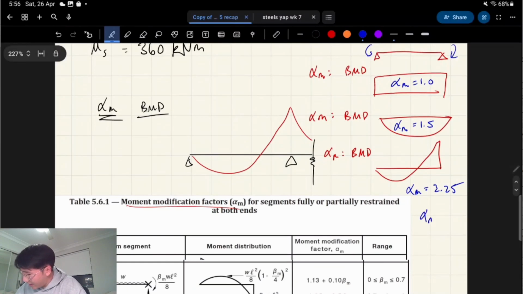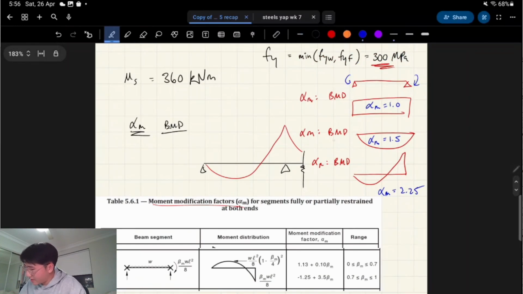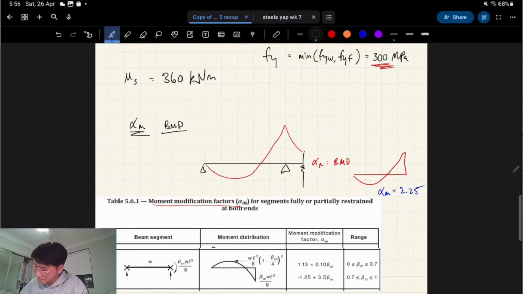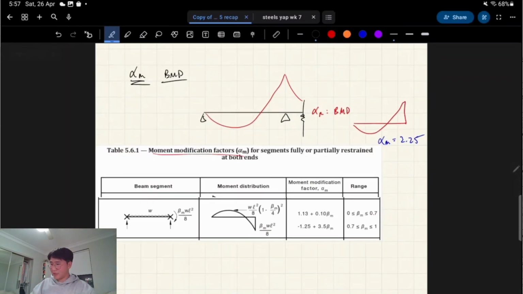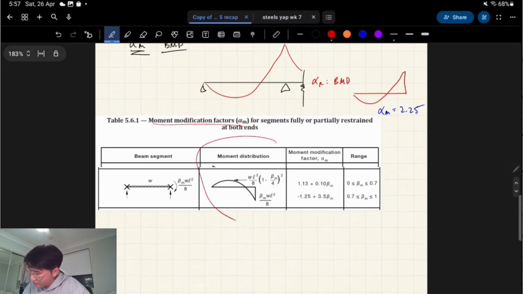Now, alpha m has a cap. It has to be less than or equal to 2.5, right? So there's only so much it can help your capacity by before it has no further considerable effect. Anyway, we're gonna find that this is our scenario for alpha m, but let's see how we get there. So here's part of the table, and it's a little bit confusing, but the idea is we want to focus on this part.